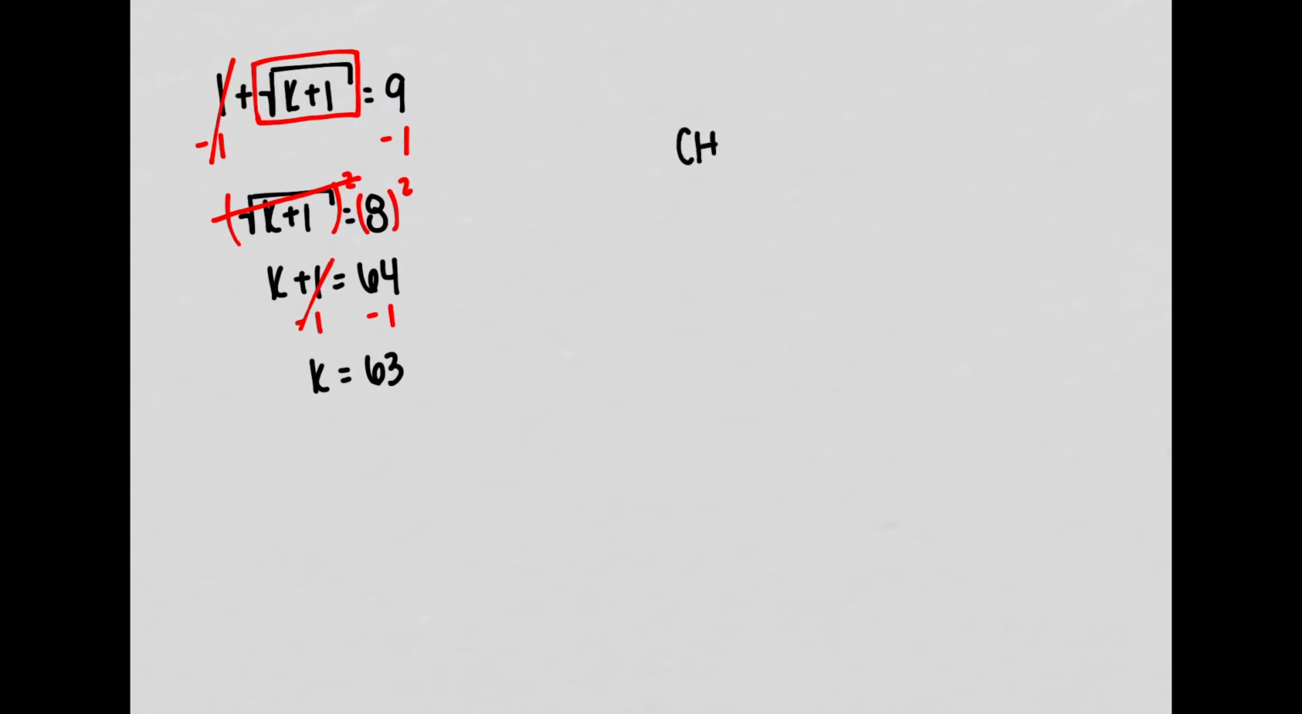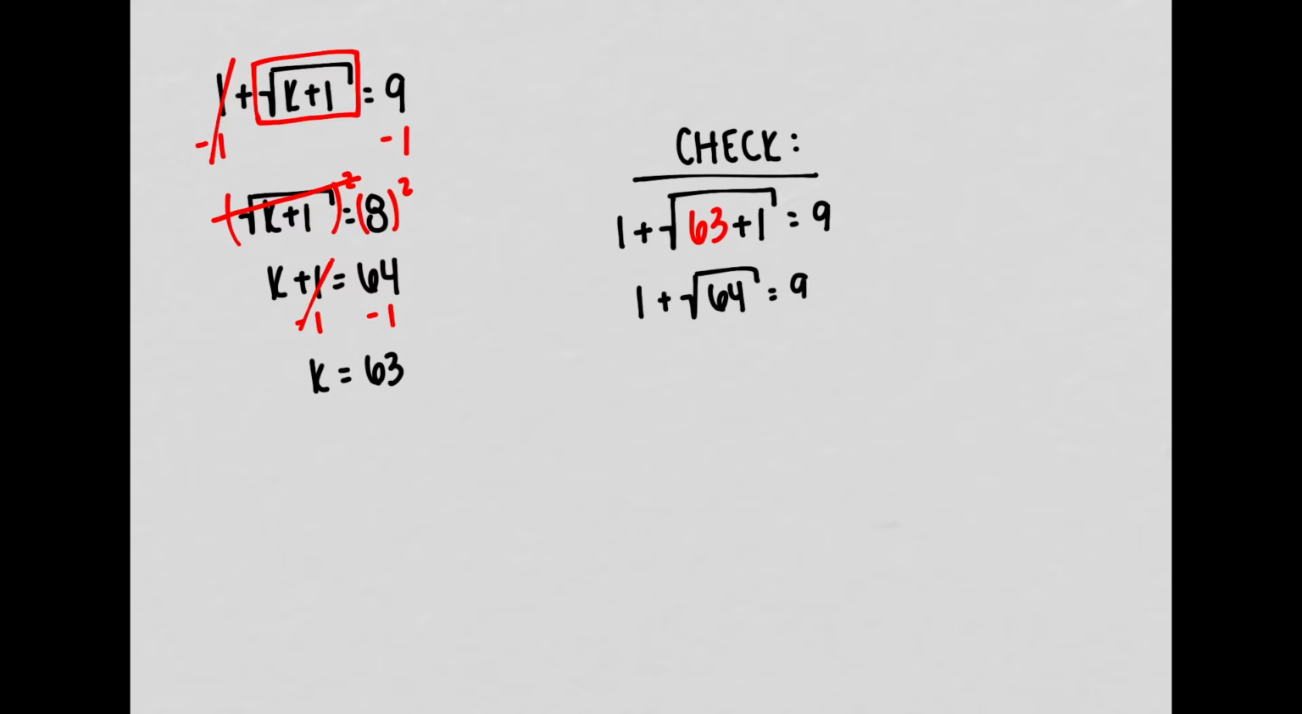Again, all of these you're going to have to check, so just get used to it. My original problem is 1 plus the square root of, and instead of k, I'm going to put 63 in its place. Plus 1 is equal to 9. So I have 1 plus the square root of 63 plus 1 is 64 is equal to 9. 1 plus the square root of 64 here is 8 is equal to 9. And then 8 plus 1 is 9. So 9 does equal 9, so this is true. That means that k equals 63 is our solution.